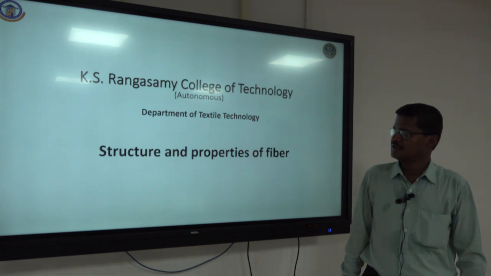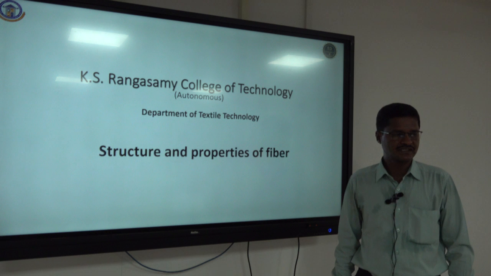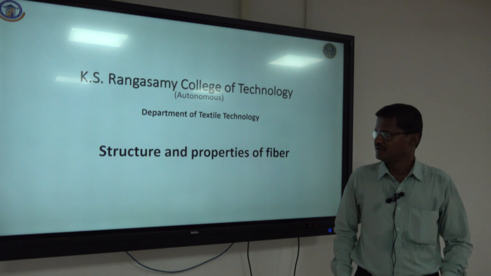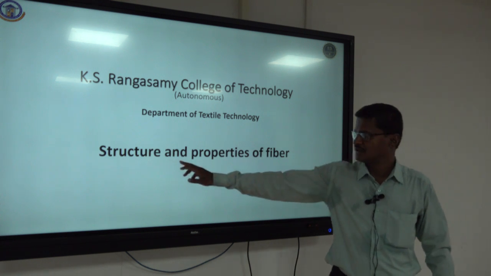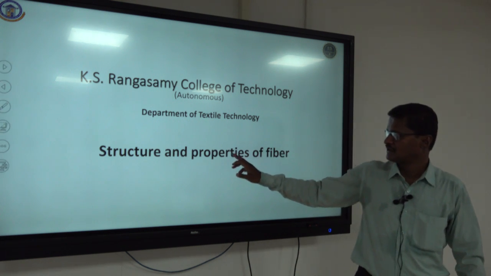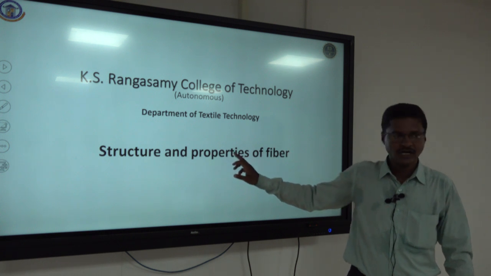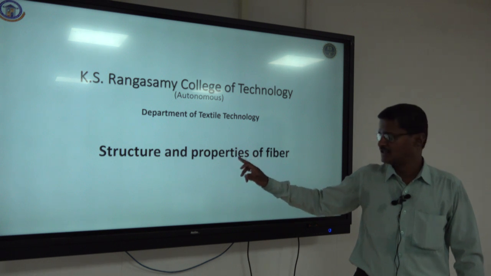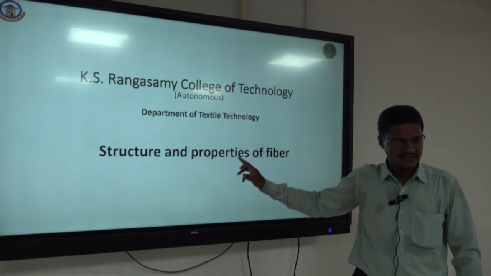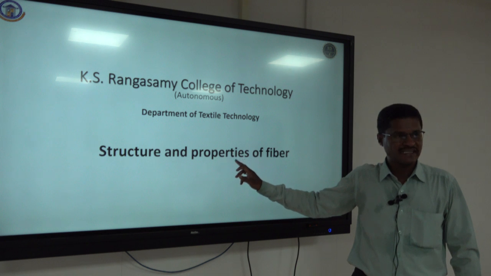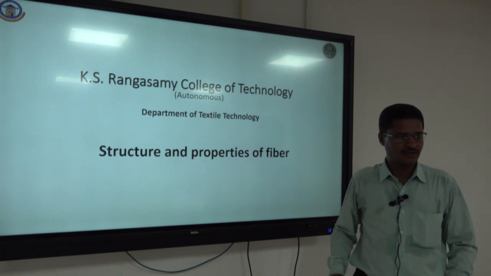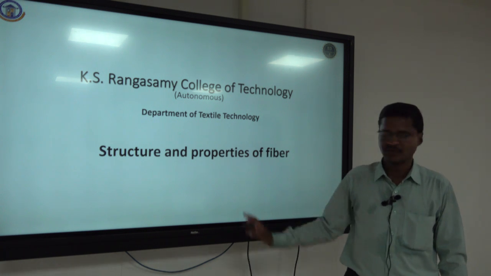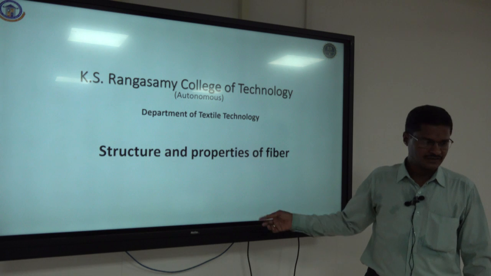First of all, in this unit we have discussed the definition of fiber. In structure and properties of fiber, mainly we will discuss what the main structures of the fiber are, and depending upon the structure, how the properties of the fibers will change. For example, the strength of the fiber, the length, the fineness and the cohesiveness of the fibers, how these properties will change. That is what we have to discuss in the structure and properties of fiber subject.